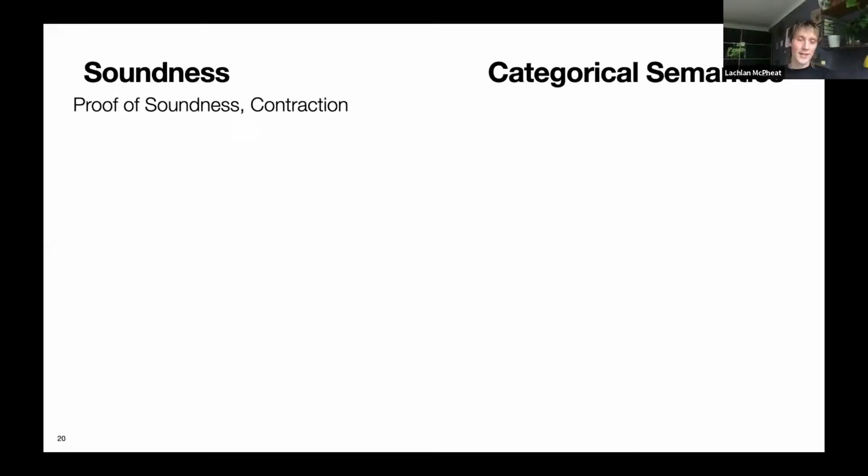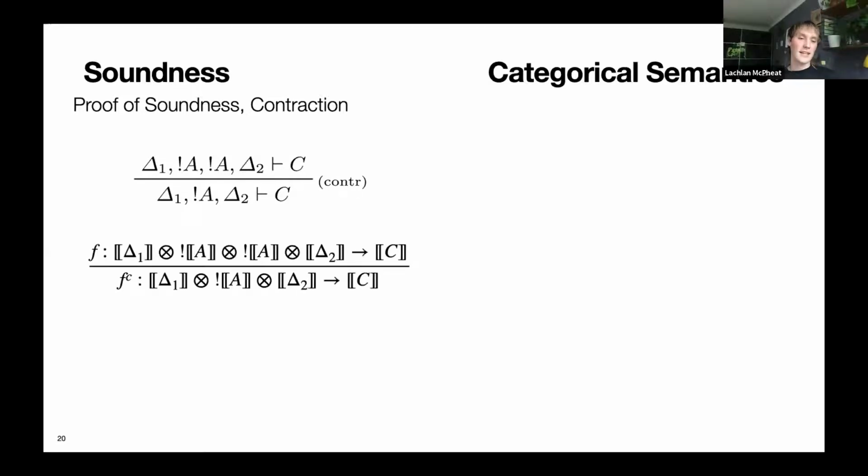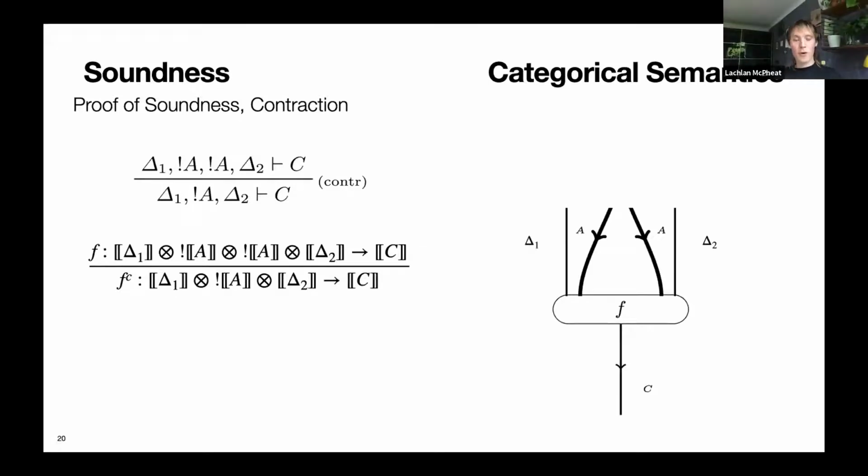So for example, a contraction rule, which remember logically says that if we repeat a bang type on the left of a sequence, we may contract it into a single instance of that type. Categorically, that says if we have this morphism F from delta 1 times bang A times delta 2 to C, we should be able to create a contracted morphism from delta 1 times bang A times delta 2 to C, which is quite wordy, but diagrammatically it's quite easy. It says if we're given a morphism like this, which I've drawn quite suggestively, we should be able to create a morphism that goes from a single instance of A and delta 1, delta 2 to C.